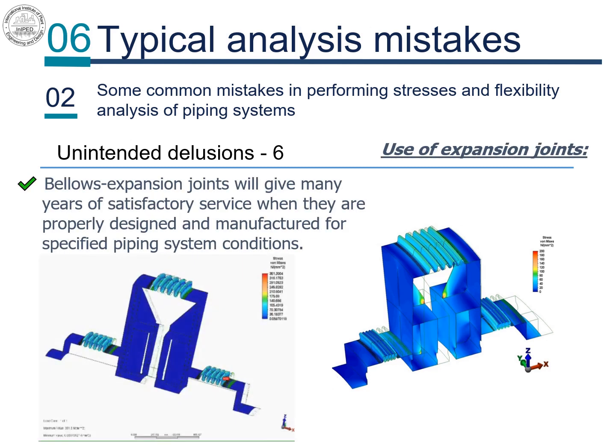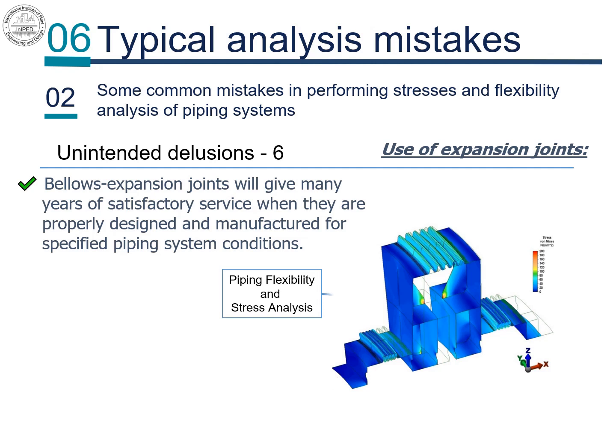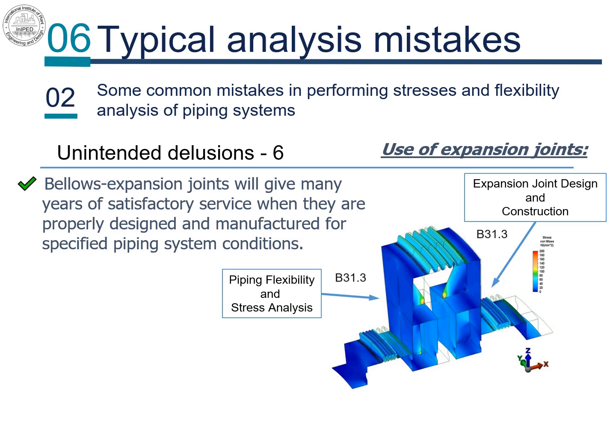Bellows expansion joints will give many years of satisfactory service when they are properly designed and manufactured for specified piping system conditions. The problem here lies in the fact that two engineering areas of expertise are involved: piping flexibility and stress analysis on one side, and expansion joint design and construction on the other. Moreover, although they are distinctively different, they have also been presumed as almost totally separate engineering disciplines, although both have been addressing the same code in their work, namely B31.3.